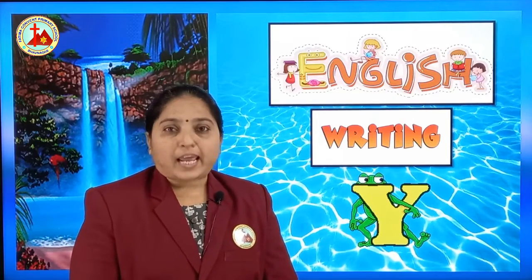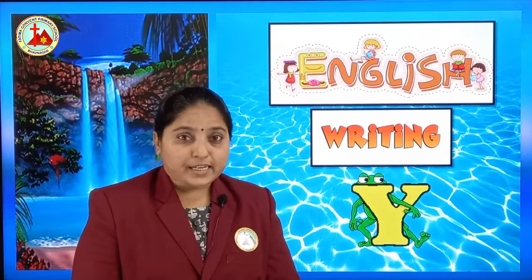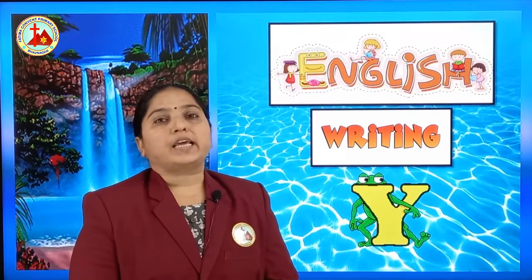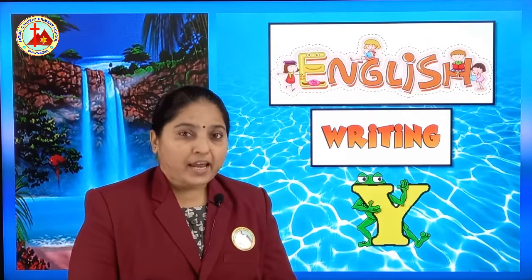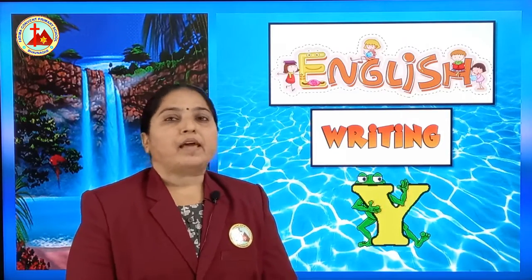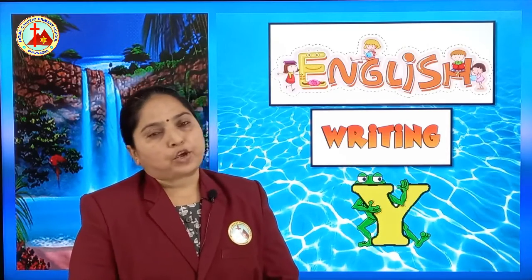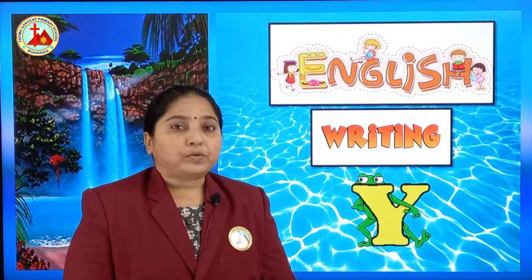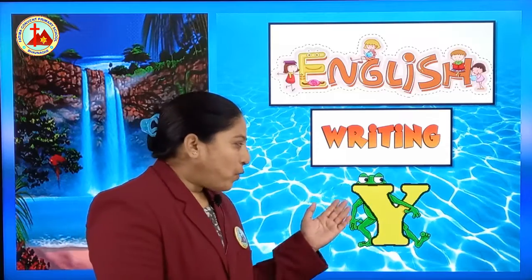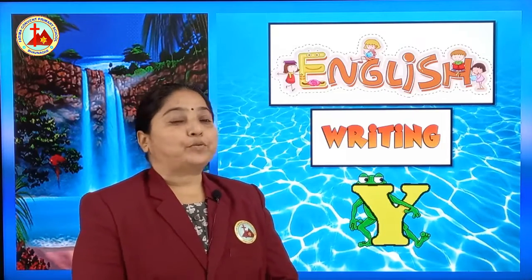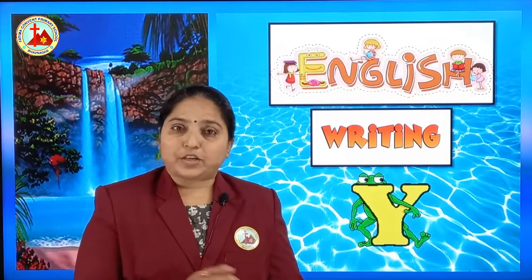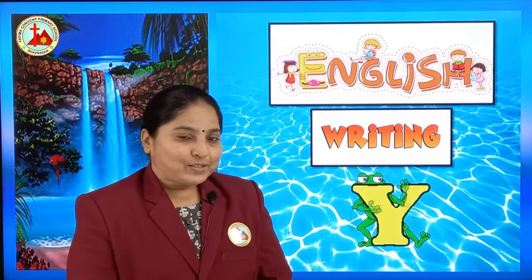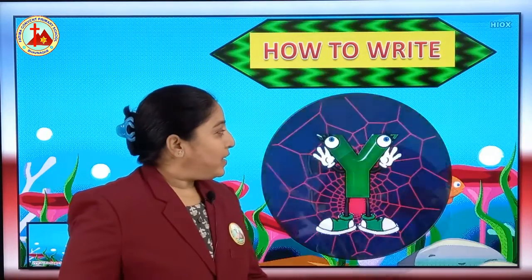Let's say A, B, C, D, E, F, G, H, I, J, K, L, M, N, O, P, Q, R, S, T, U, V, W, X. After X, Y. So today we will learn how to write letter Y, and we will see the pictures related to letter Y. Okay, so let's start. Now let's see the pictures related to letter Y.